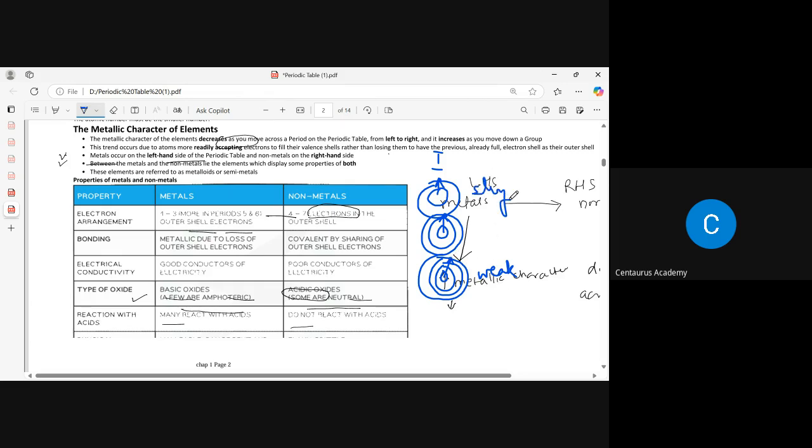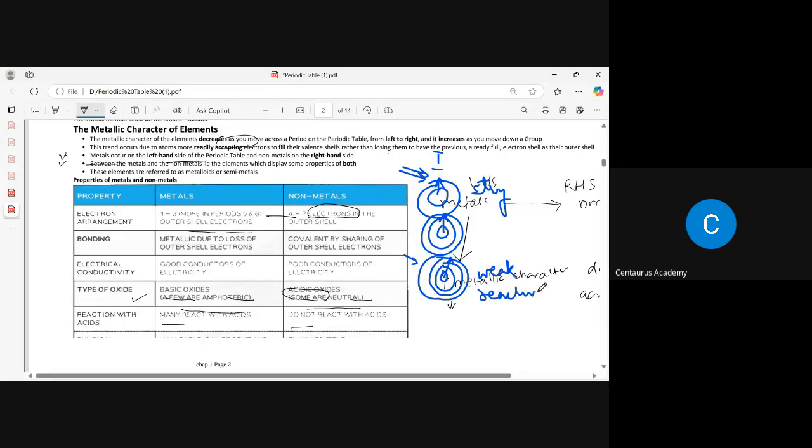So this nucleus doesn't want this electron to be lost so easily. This means that more energy is required for this one to lose its electron, right? However, this particular atom, which is present down below in the same group, requires a very small amount of energy to lose its outer shell electron, hence making it more reactive.